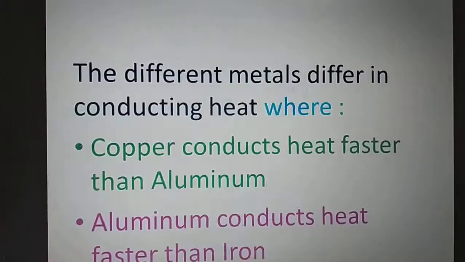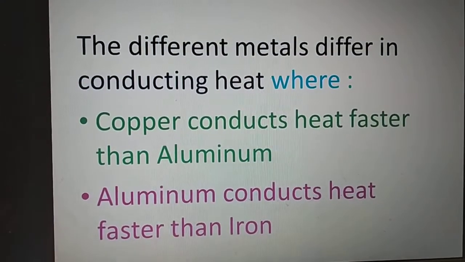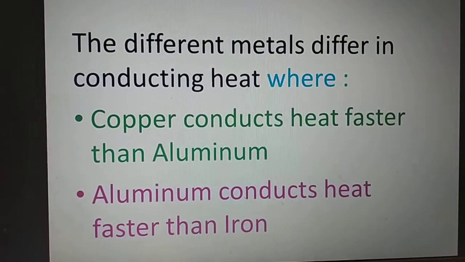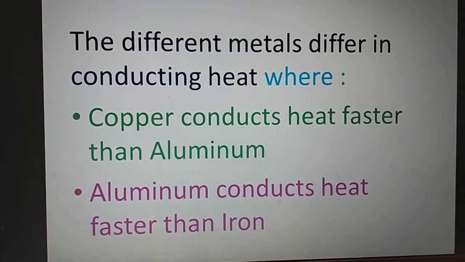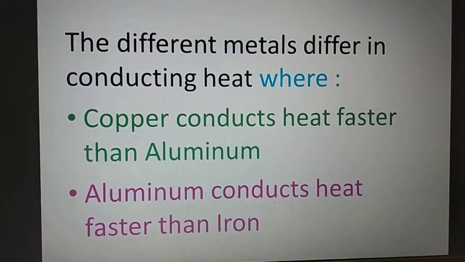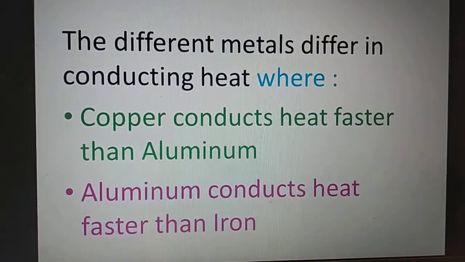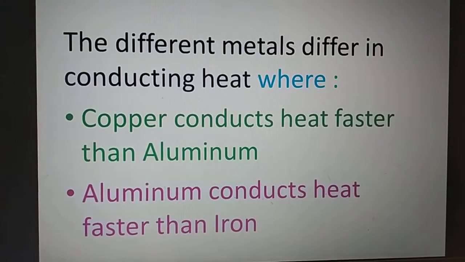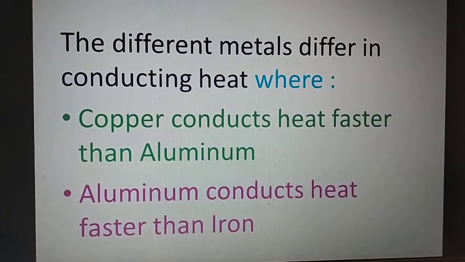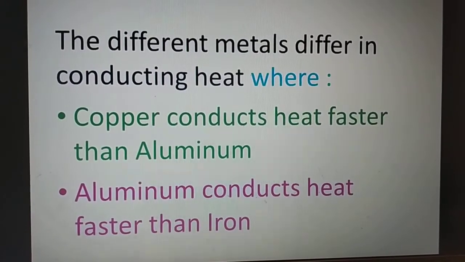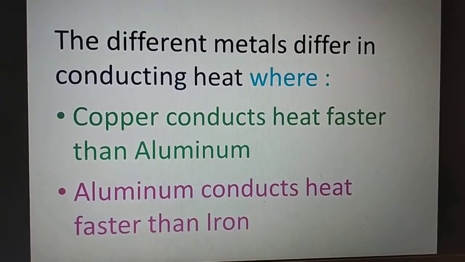Also, different metals differ in conducting heat, where copper conducts heat faster than aluminium, and aluminium conducts heat faster than iron. So, all metals are good conductors of heat, but metals are different in conducting heat, which means that some metals conduct heat faster than others.